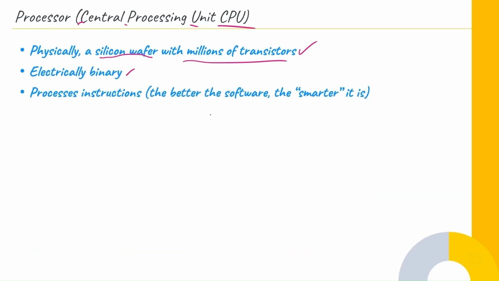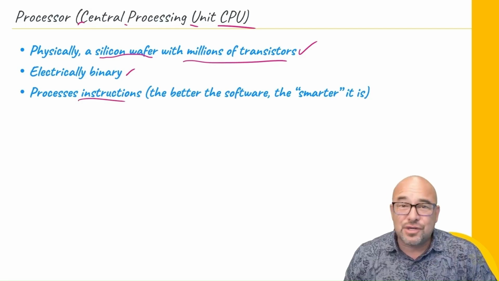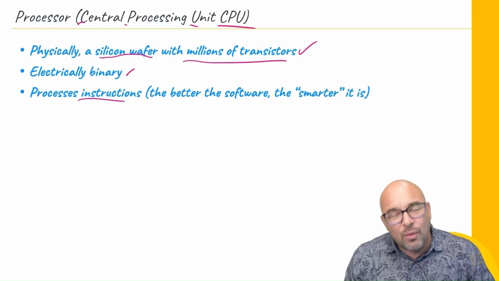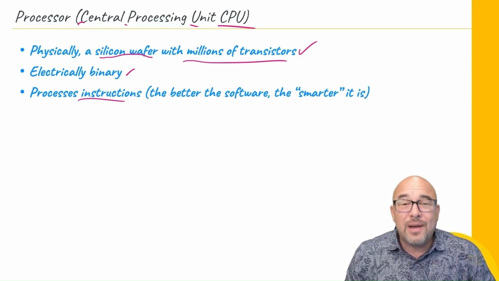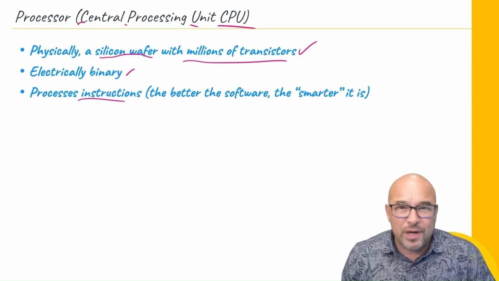What it does is it processes instructions. Sometimes we say that the processor is the brains of the computer. That kind of makes sense in a certain way, but ultimately, the software is the brains of the computer.